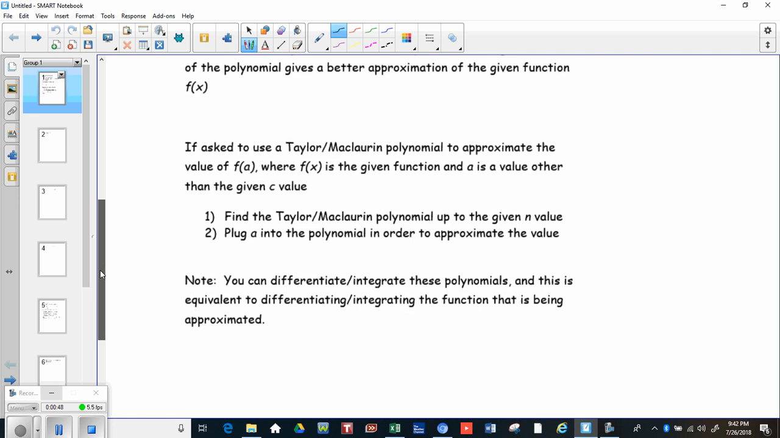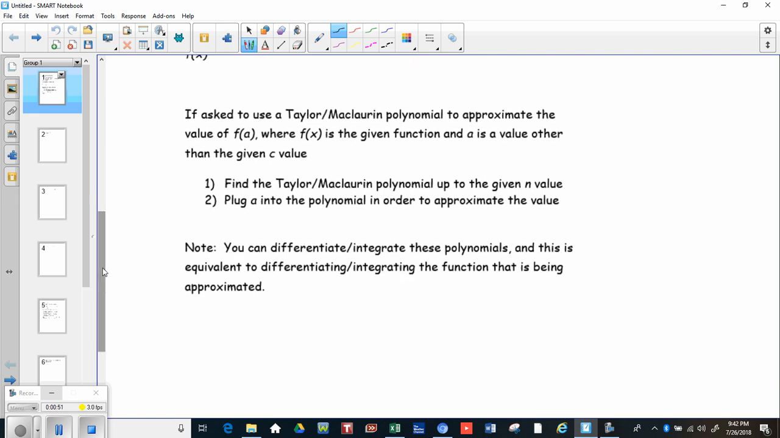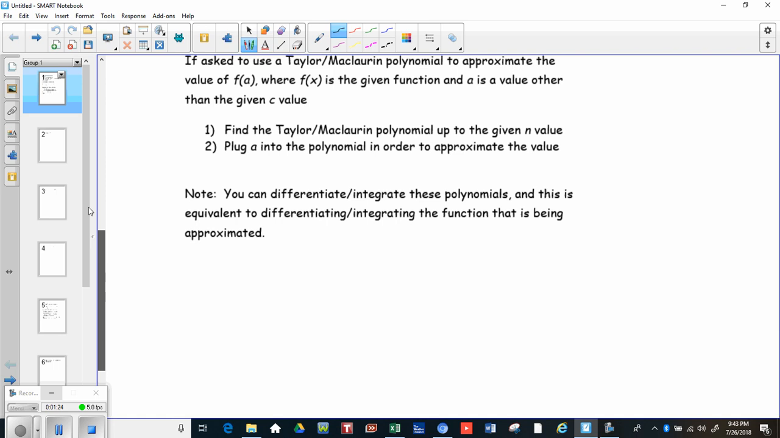If you're asked to use a Taylor-Maclaurin polynomial to approximate a value of f of a, where f of x is the given function, and a is a value other than the given c value, you find the Taylor or Maclaurin polynomial up to the given n value, whatever they tell you. And then you plug a into the polynomial in order to approximate the value. And note, you can differentiate and integrate these polynomials, and this is equivalent to differentiating or integrating the function that is being approximated. So let's jump in to the examples.